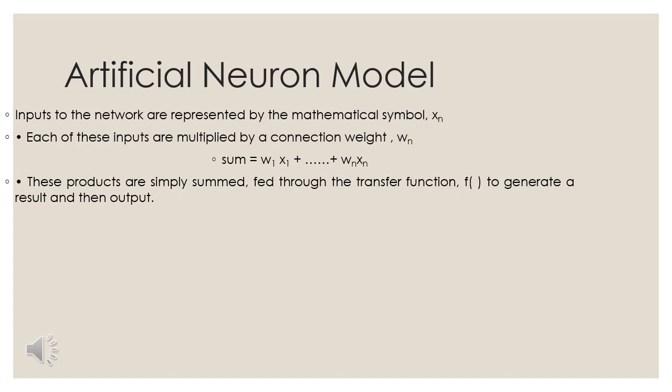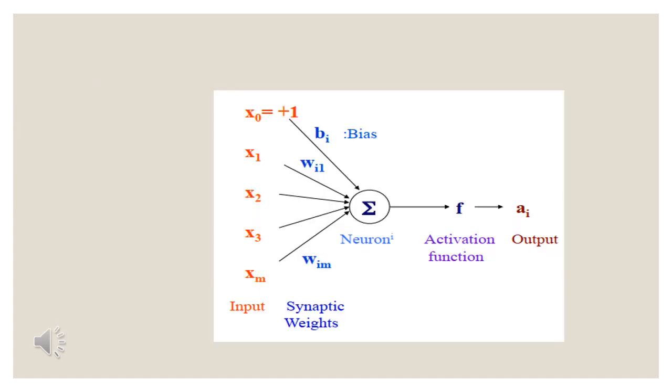Each of these inputs is multiplied by a connection weight, that is wn. So sum is equal to w1 x1 plus up to wn xn. These products are simply summed, fed through the transfer function, that is f, to generate the result and then produce the output. Here we have a diagram of the ANN.